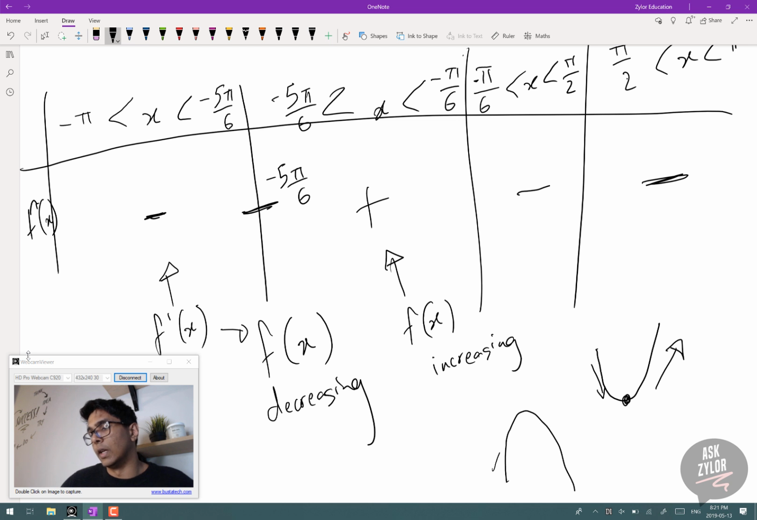So it's increasing, then decreasing. That tells me there's a local maximum. And then similarly, at pi over 2, we're going from decreasing to decreasing, which means there's no real change. So we have an inflection point at pi over 2.